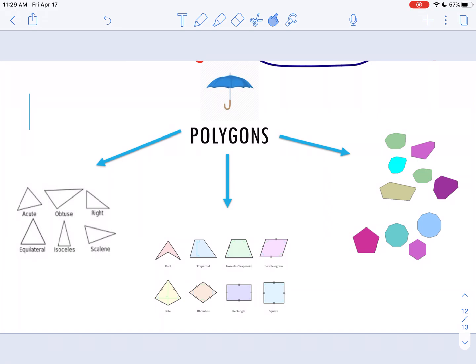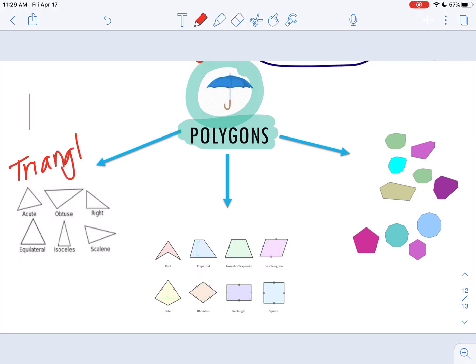All right, we first started by talking about polygons. We're going to consider this almost like the umbrella topic, right? Everything we talked about today falls under the identification of a polygon. The first thing we talked about were triangles. And we talked about if it's a 3-sided polygon, we call it a triangle. But we know we don't just say triangle, we identify triangles by its sides and by its angles. So that's the way we classify a triangle.